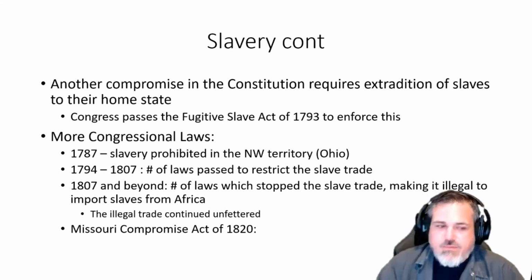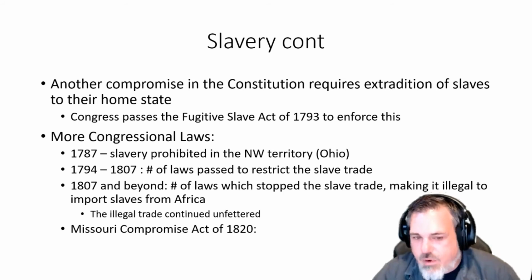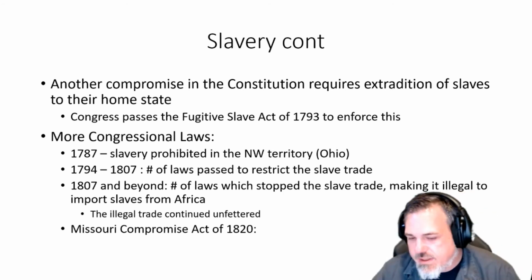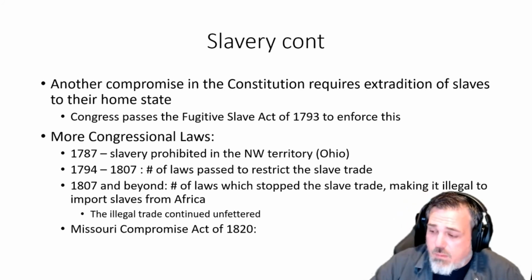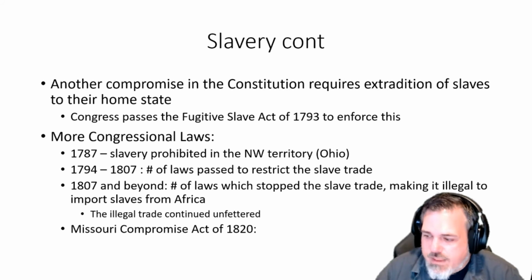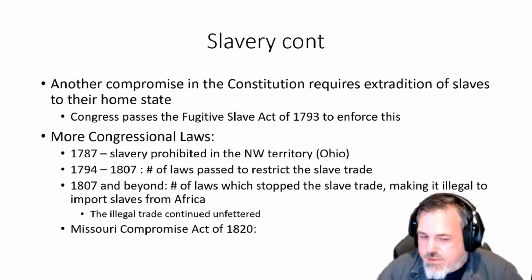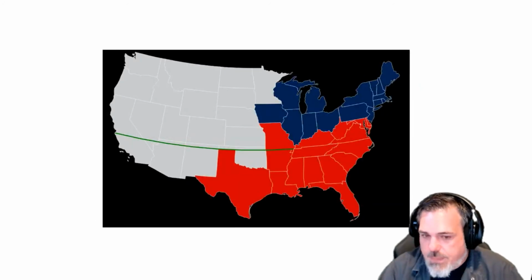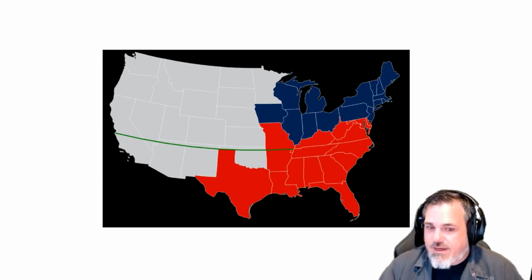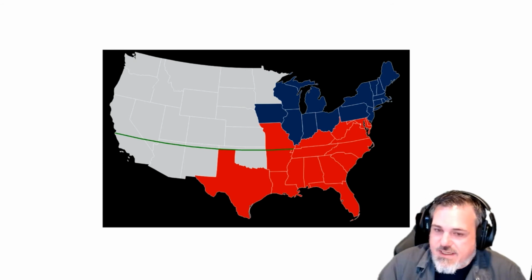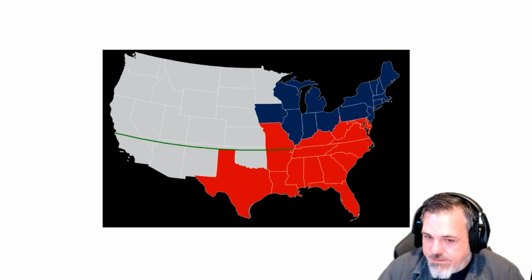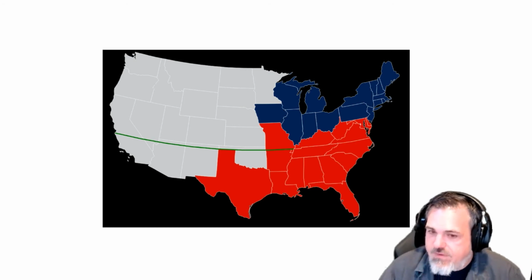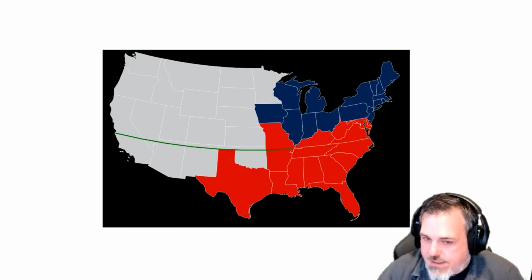All of the things that moved before this, the prohibition of slavery in the Northwest Territory, laws which restrict the slave trade, all of this is sort of beating around explicit anger between the North and the South. The Missouri Compromise Act of 1820 pretty much does away with that. Here's what it does. It establishes this line and creates the rule that if a state enters the Union above this line, they're a free state. And if a state enters the Union below this line, they're a slave state.